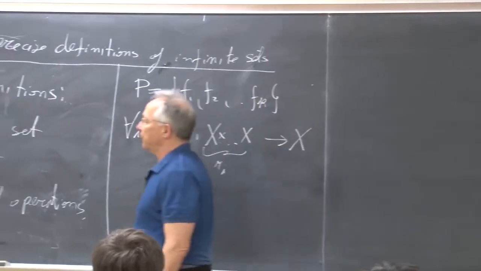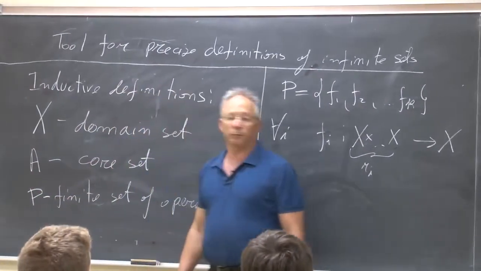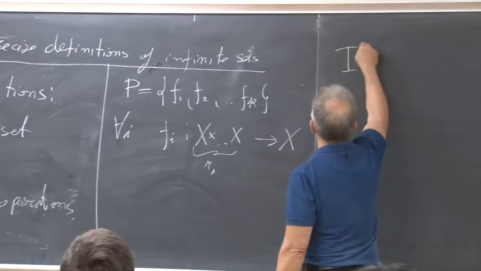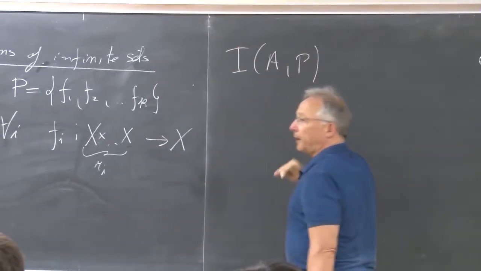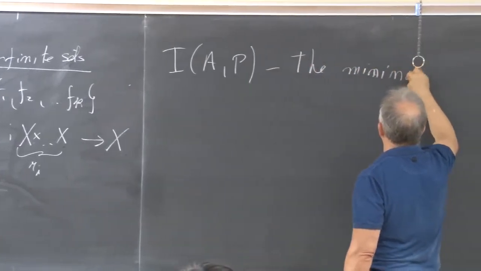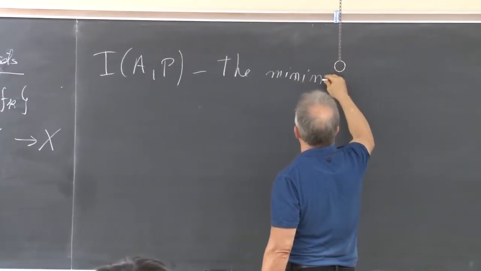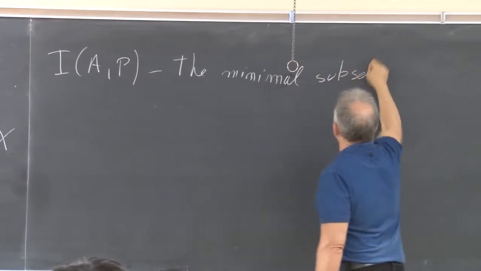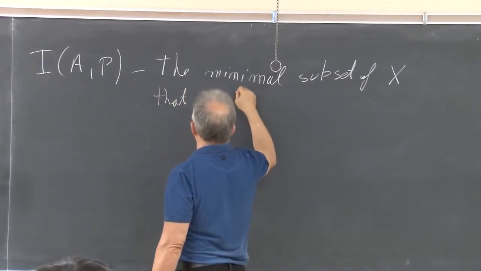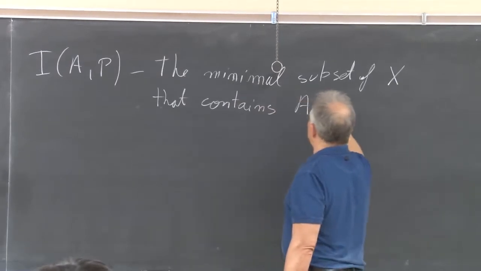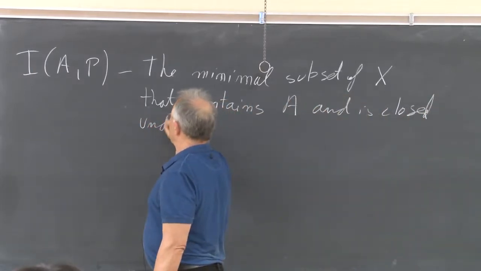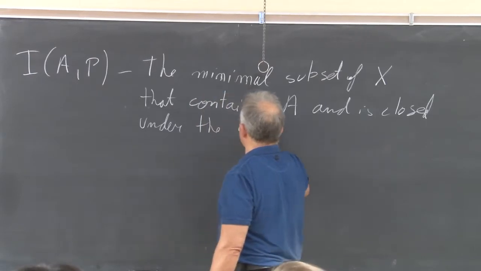So we have those three components. We have a domain set, we have a core set, and we have a finite set of operations. And now what we wanted to define is the set I(A,P). We wanted to define the minimal subset of X that contains A and is closed under the operations in P.